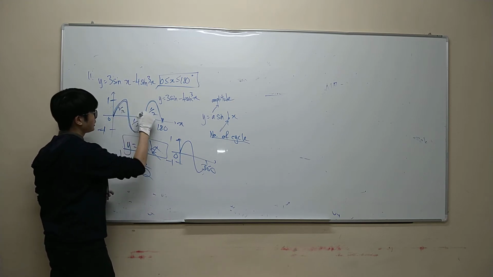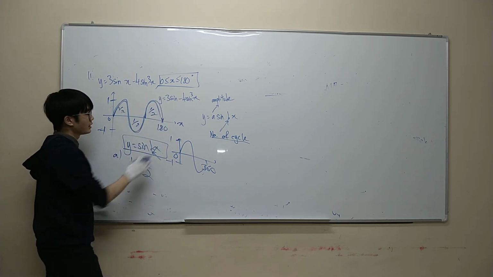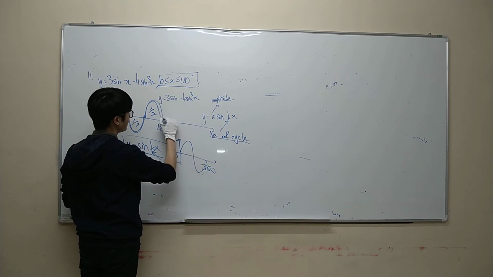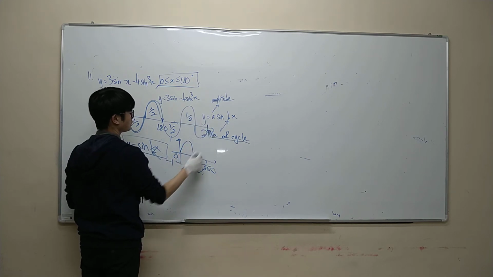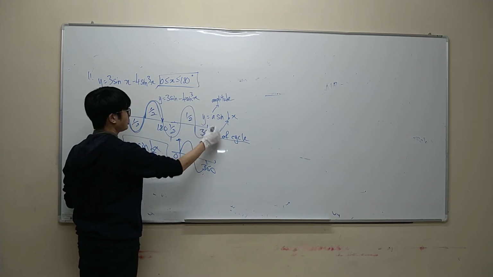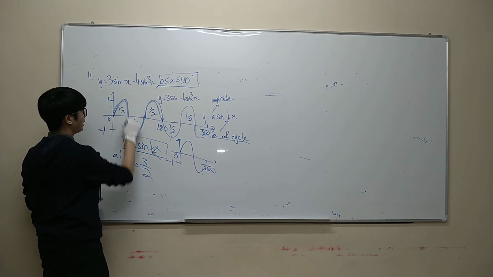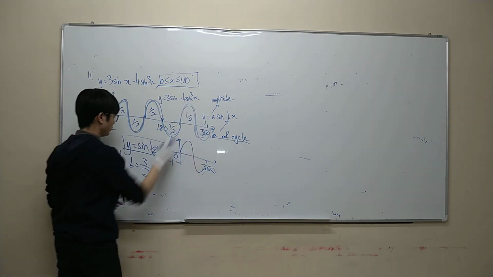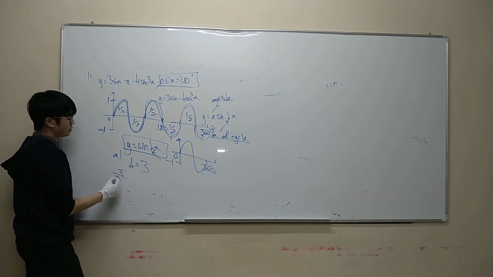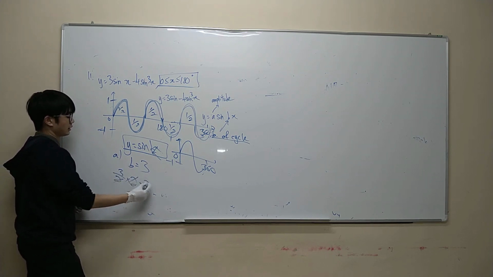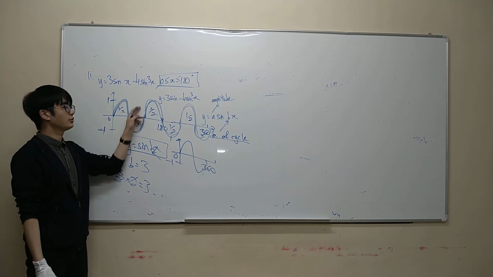Here they only draw until 180 only. So actually if you keep drawing, it will look like this. Half, half, half. So here is too high, here is 360. So how many cycles? 1, 2, 3. So b is 3, it's not 3/2. You have to take 3/2 times 2, because the 3/2 is only for half.